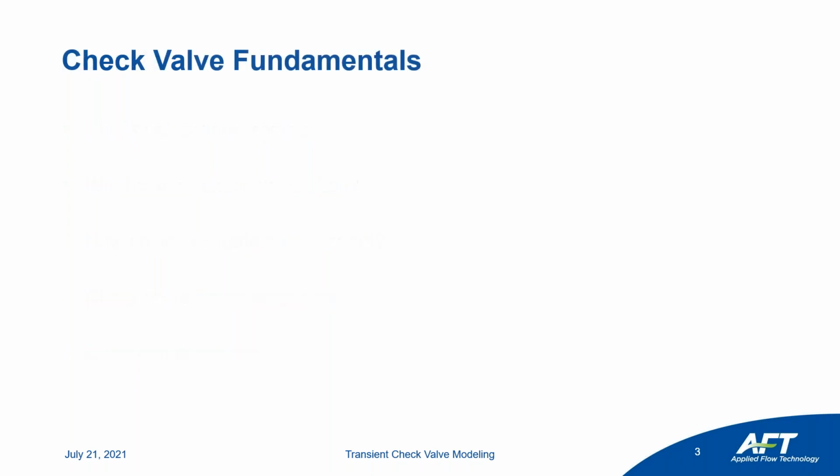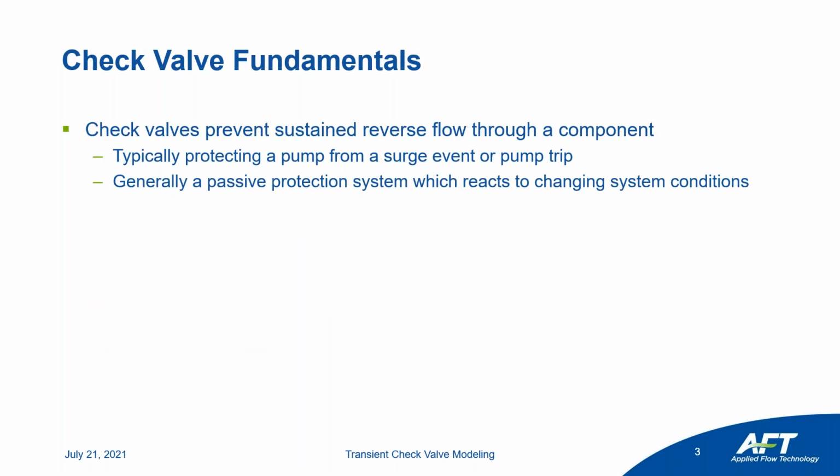So starting off with the fundamentals, what is a check valve? Why is a check valve different from a normal valve? What's the real intention of this component? Check valves prevent a sustained reverse flow through a component. This is usually intended to protect a component where you only want flow going in one direction. The most common example of a component to protect is a pump, where the impeller and the motor and all the systems surrounding the pump are generally intended to flow in a forward direction.